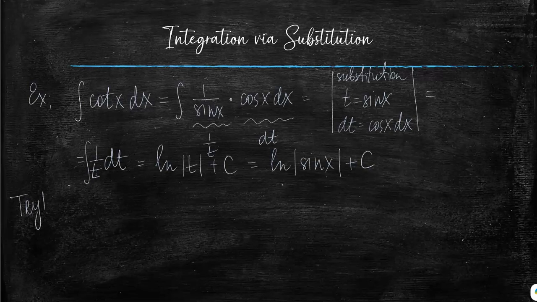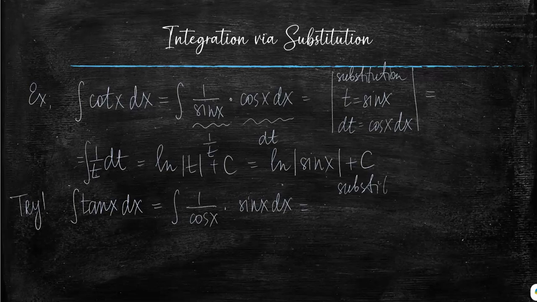Next, I want you to use the same example or template and integrate the tangent of x dx. And I'll give you the answer in 3 seconds. So pause the video if you want to work on it by yourself. 3, 2, 1. So unpacking this, we have 1/cosine x. Here we have sine of x dx. You might say, well, if you make this substitution, t is equal to cosine x, you have dt equal to negative sine x dx, but there is no negative here. So what do we do?